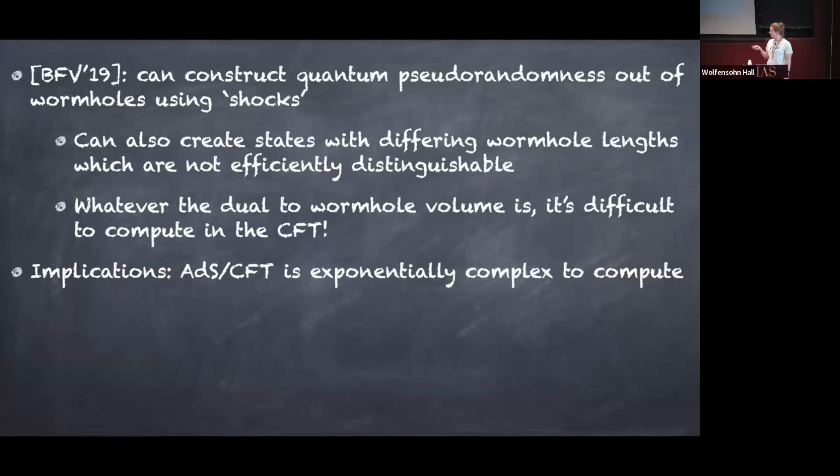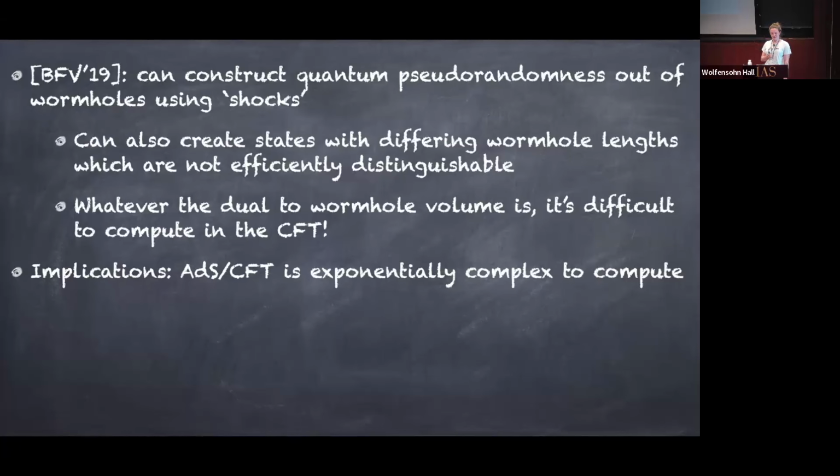I should also say that their result implies something slightly stronger, and that's that it's possible to create states with totally different wormhole lengths, which aren't efficiently distinguishable. And that means that it doesn't matter exactly what the dual is to wormhole volume in the CFT. Whatever it is, it's something that's difficult to compute in the CFT, because if it wasn't difficult to compute, we would always be able to distinguish states with different wormhole lengths. And this led to the implication in the BFE paper that ADS-CFT is exponentially complex to compute.